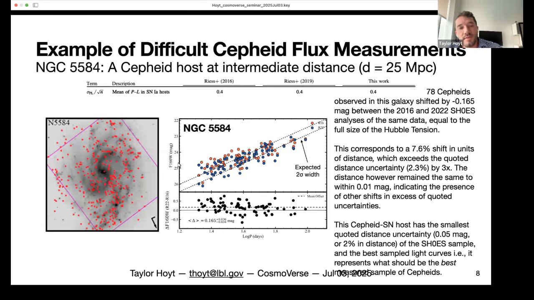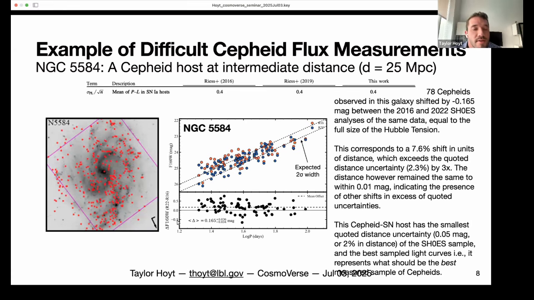So in the top panel is the magnitude or brightness of a Cepheid, and on the x-axis is the log period of the Cepheid. The orange dots are the brightnesses of the Cepheids measured in the 2016 analysis from the SHOES team, and in blue from the 2022 analysis from the SHOES team. These are reanalyses of the same HST data, so the underlying data set hasn't changed, just the analysis. In the bottom panel, I show the per Cepheid difference in that observed magnitude.